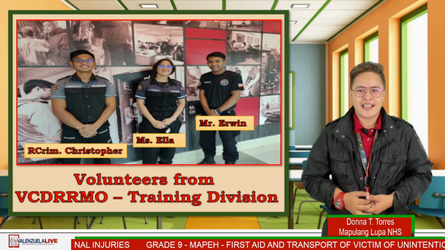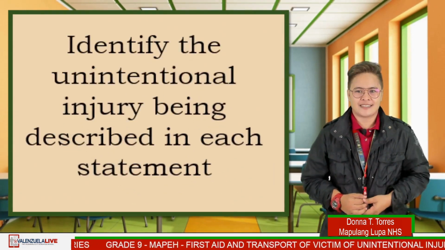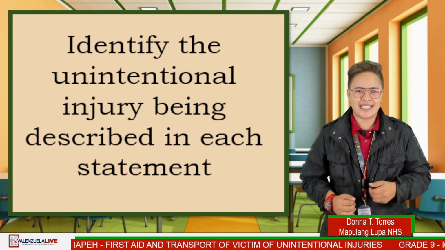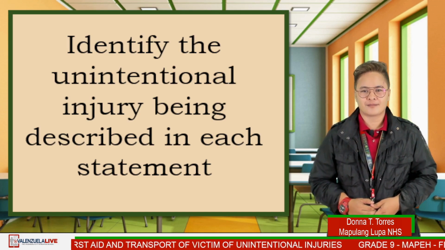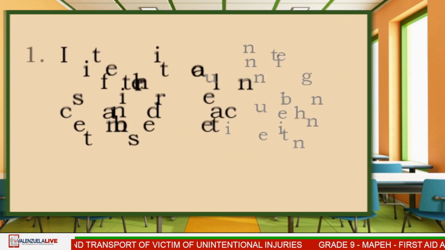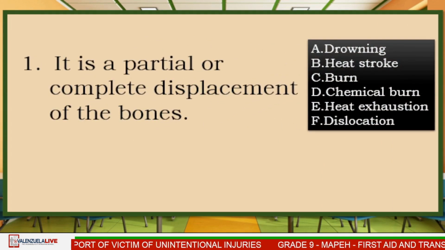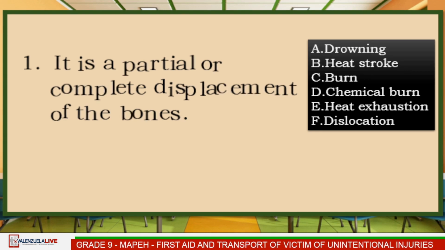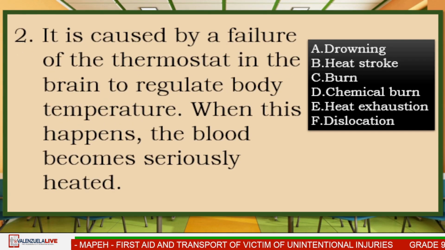And at this point, let us have your final task. Identify the unintentional injury being described in each statement. It is a partial or complete displacement of the bones. It is caused by failure of the thermostat in the brain to regulate body temperature.